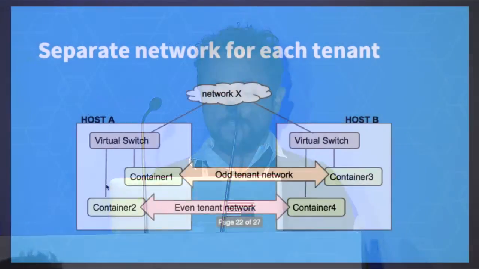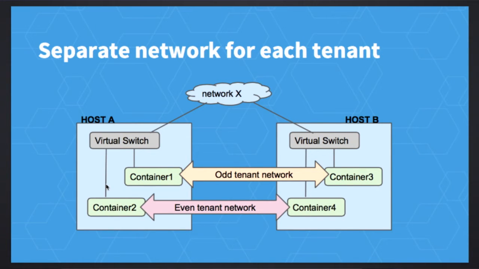Now this diagram explains why we would possibly need separate networks for each tenant. By separate networks, I mean, at least for this talk, that they're correlated to one tenant. I've got two hosts here, container 1 and container 3 are odd guys. They're birds of the same feather. They want to talk to each other. They do not want to cross-talk on the even network.